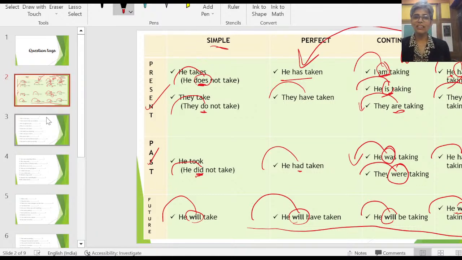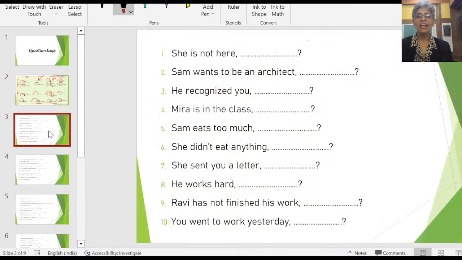In case you have not understood the explanation part, I would suggest once again just play this on repeat mode and hear my explanation and then start with your exercises.